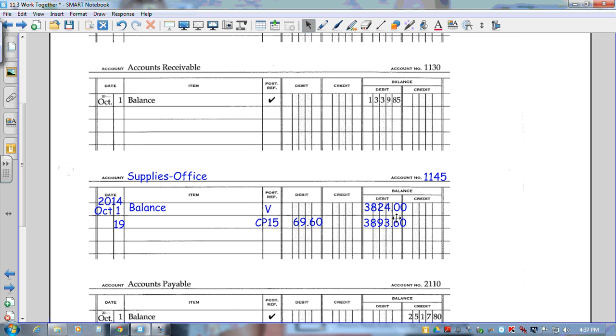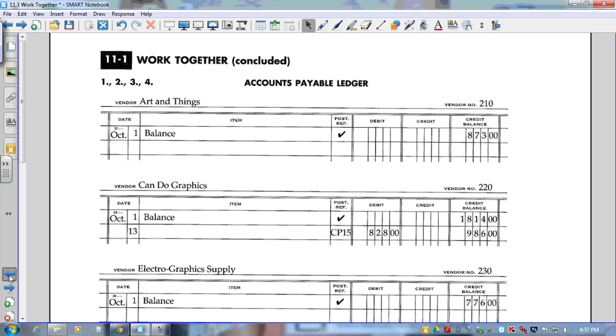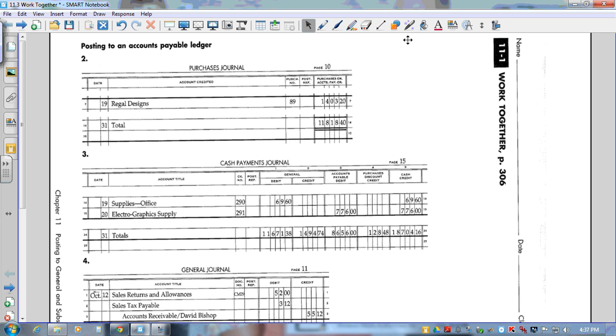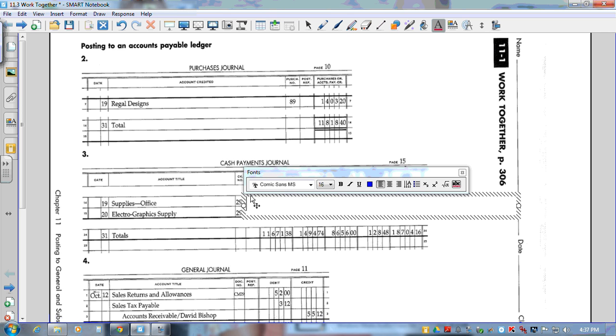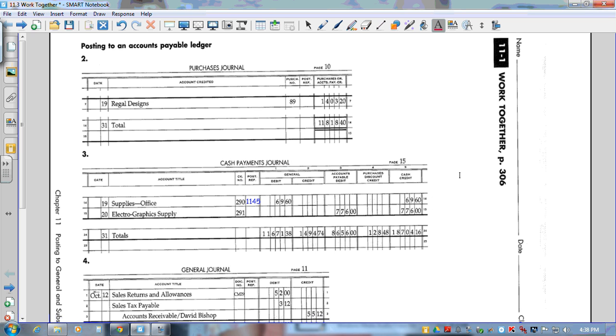And that is still in the debit column. Okay, we're not finished. We still have to take the account number of 1145. Go back to your cash payments journal, and 1145 is going to go here in the post reference. Oops, 45. Okay, now we're done with that step.